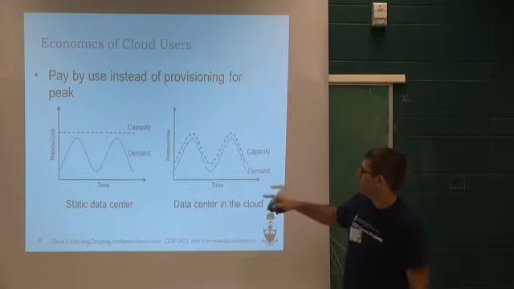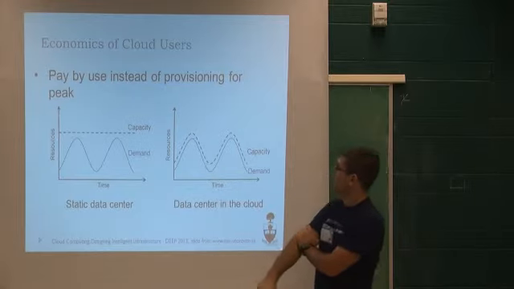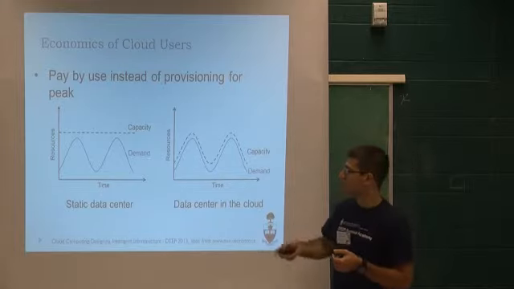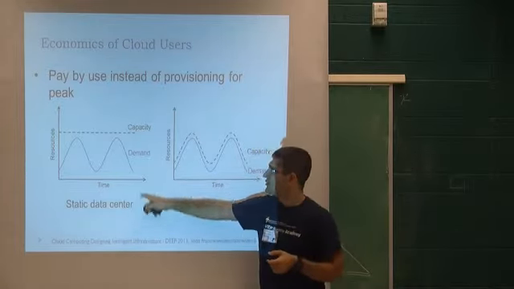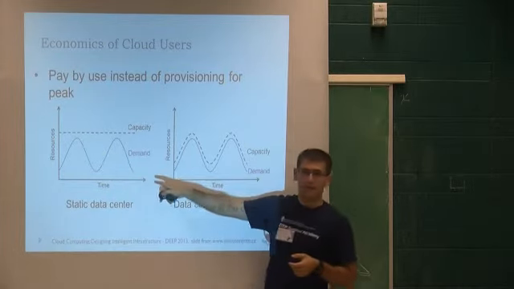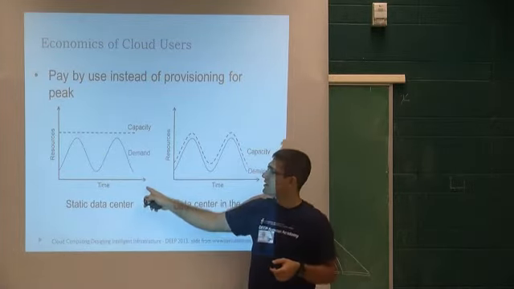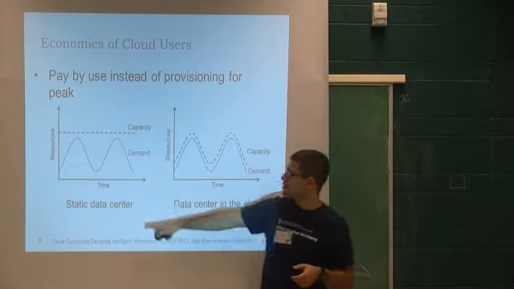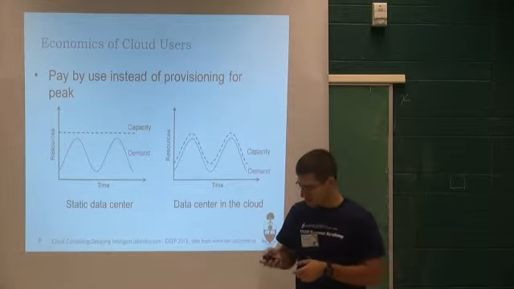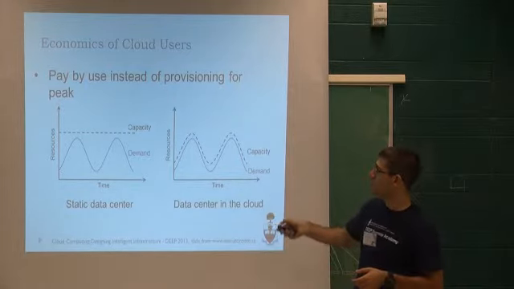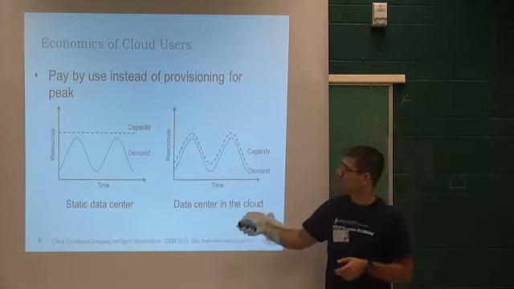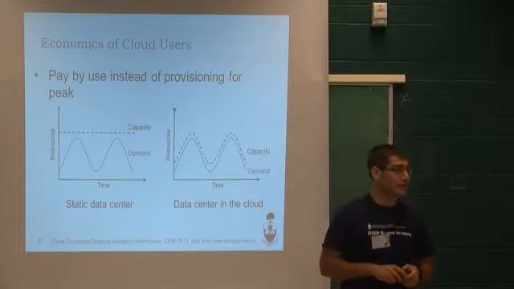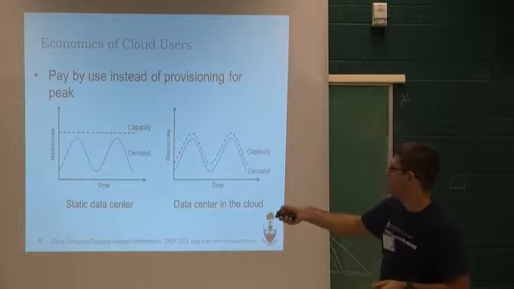So let me show you how this works. So the economics of this works in the following way. On a static data center, we said that we have demand that is changing over time. And on the y-axis, you have the resources. So the demand for the resources is changing over time. I can actually use this, okay? So it's changing over time. And this is the capacity that you have if you are using your traditional data center. So why is the capacity constant?